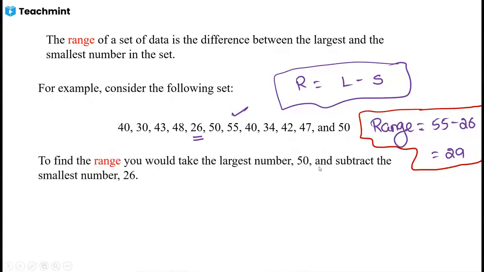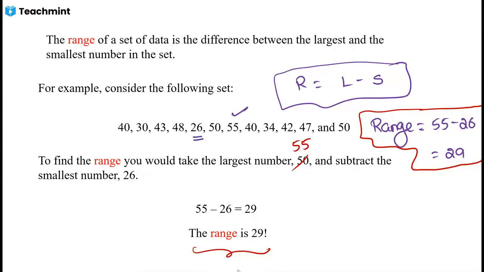If you just see, this is 55, not 50. The largest number is 55, the smallest number is 26. The difference is nothing but 29. So we can claim the range is 29. Hope you got the idea for ungrouped data.